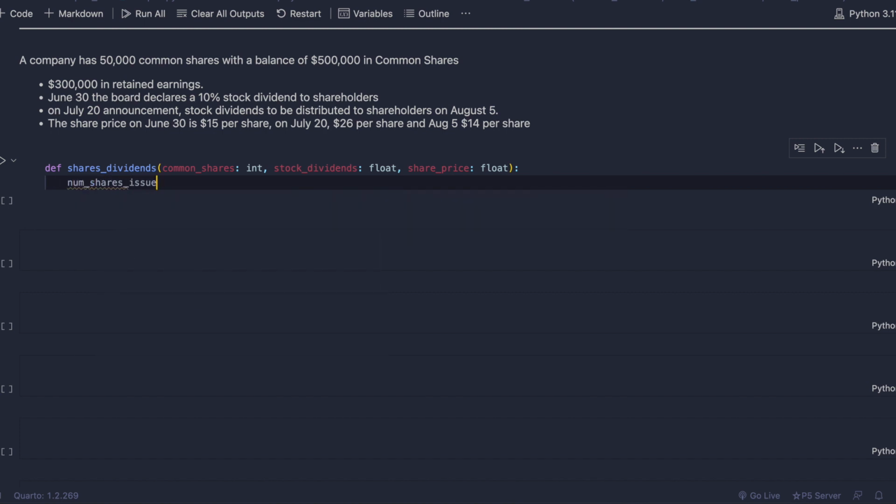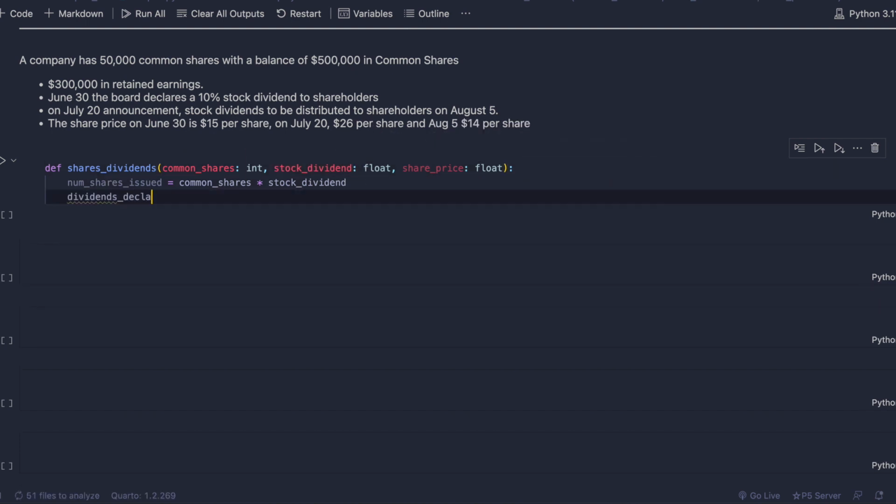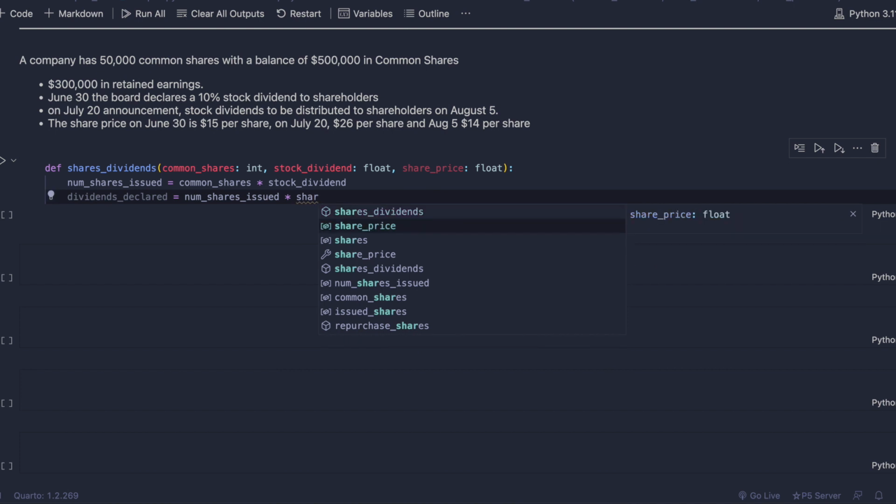Our first variable is number of shares issued. Number of shares issued is common shares, multiplied by stock dividend. Next variable is dividends declared. Dividends declared is number of shares issued, multiplied by share price.